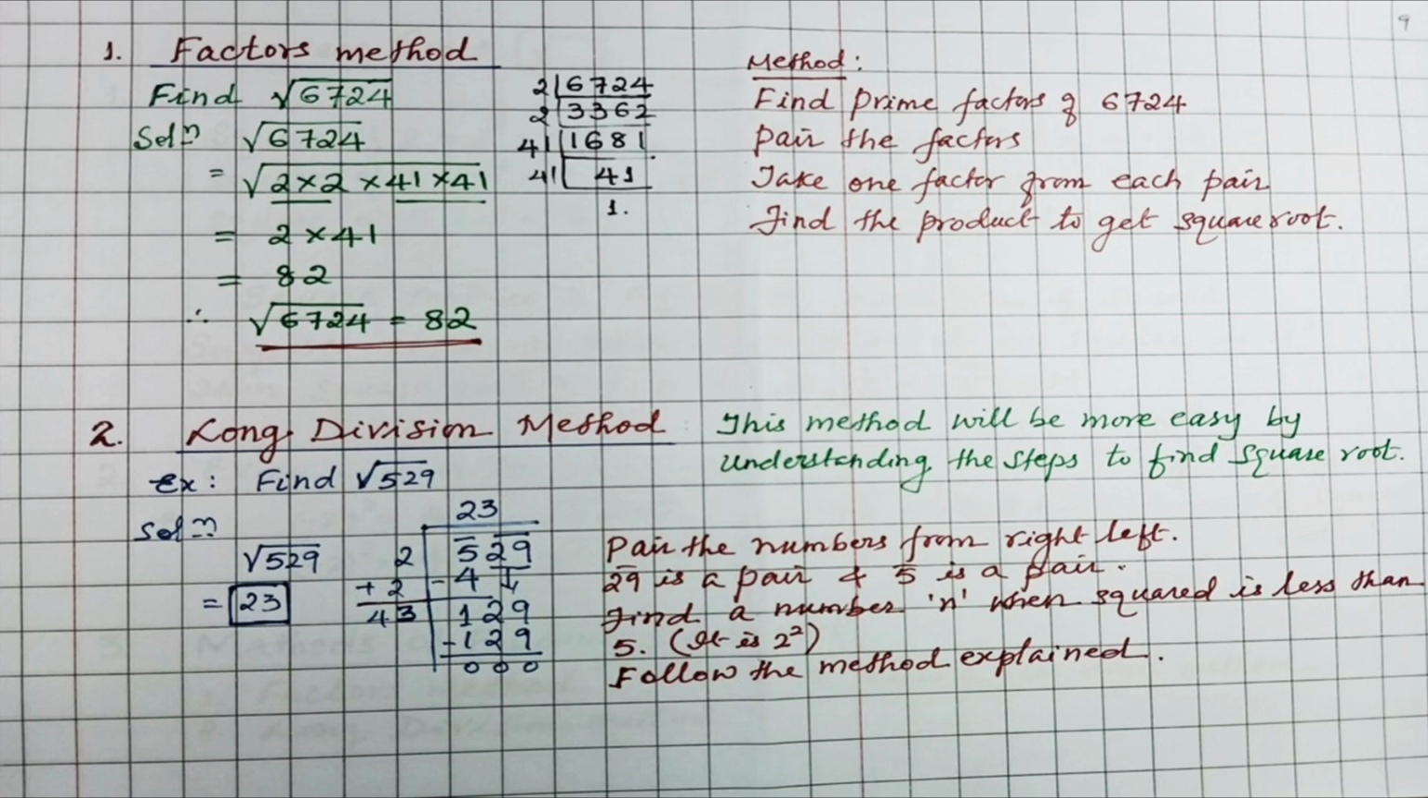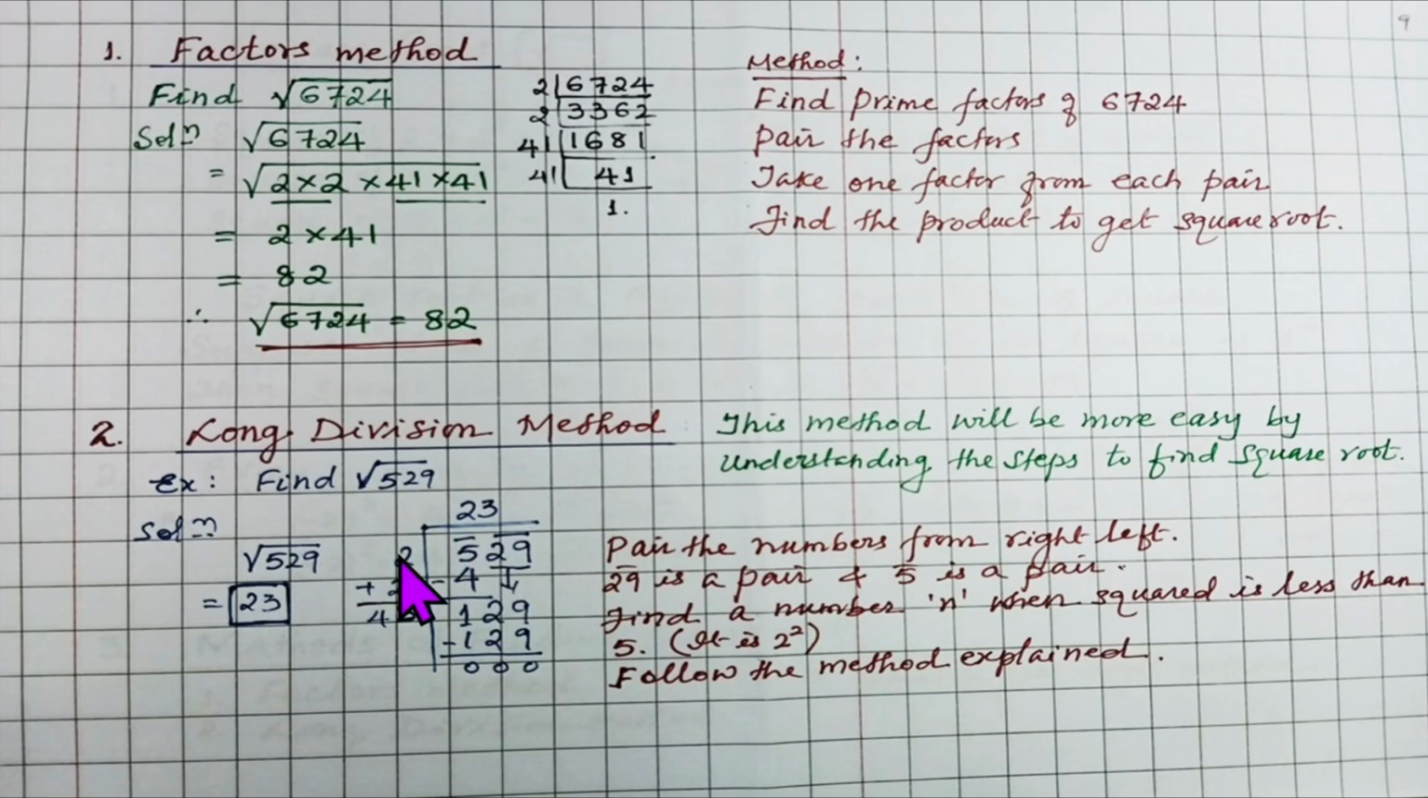In the long division method, this is a slightly different method. You have to understand this, so let me explain it slowly so that you understand it better. Let us say you want to find the square root of 529. The first step is to write 529, put a horizontal line above 529 and a vertical line as I have shown, and pair the digits of 529. Always start pairing from right to left. So the first pair is 29 and the second pair is 5. Although there is only one digit, still it is taken as a pair.